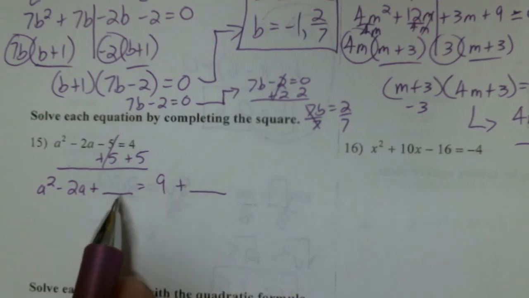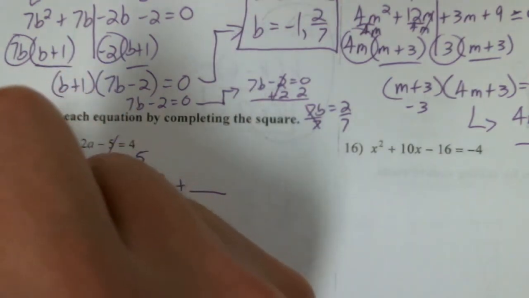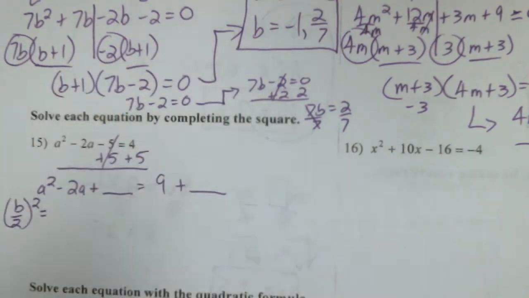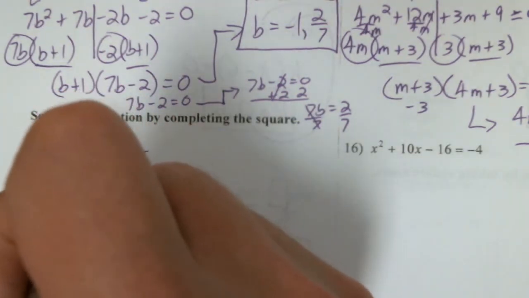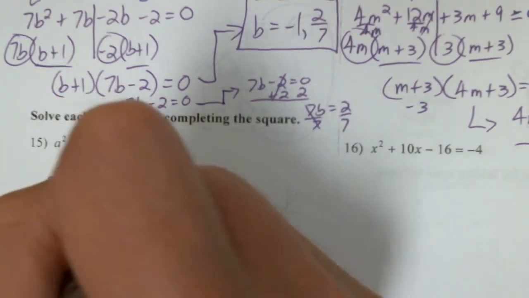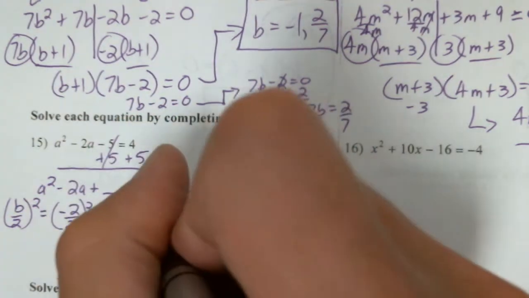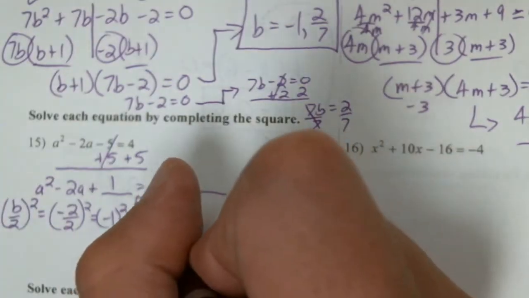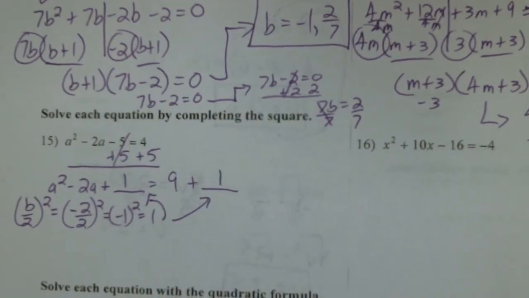All right, so what number goes in that blank? How do you complete the square? It's half of b squared. Take half of the middle number and I square it. The middle number is negative 2. So when I divide negative 2 by 2, I get negative 1. And when I square negative 1, I get 1. So I will stick a plus 1 in that blank. I must also stick a plus 1 in that blank. Keep my seesaw, keep my equation balanced.